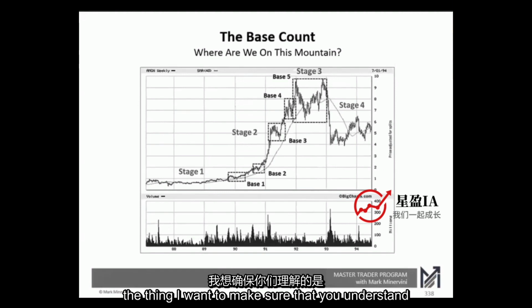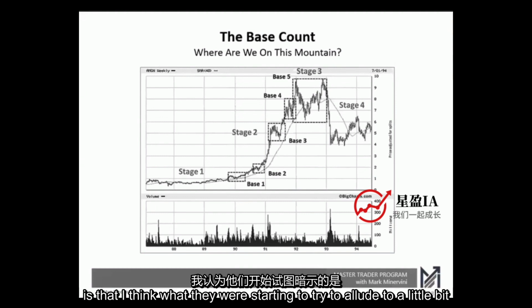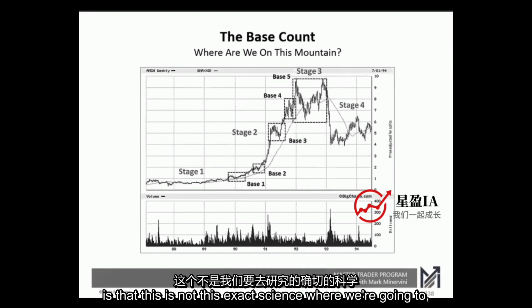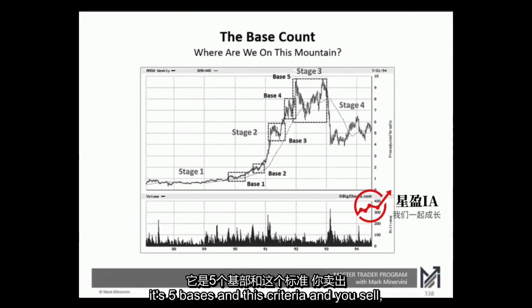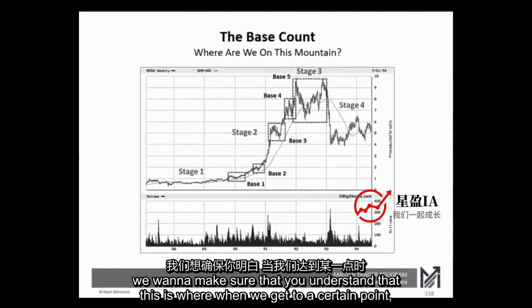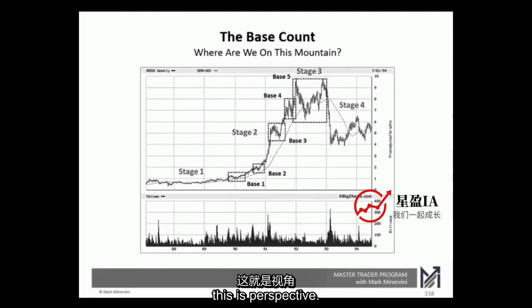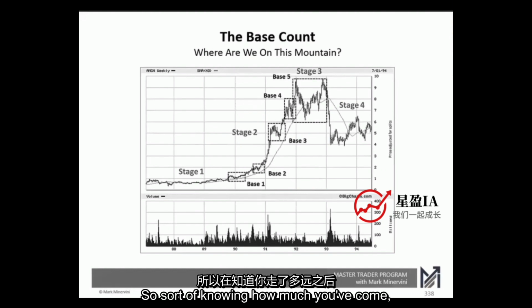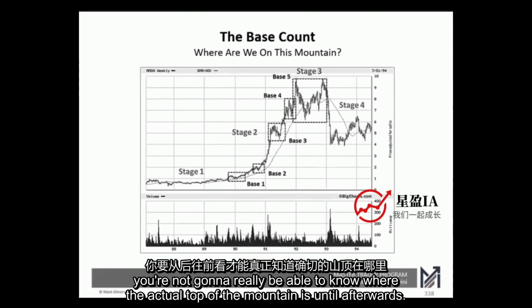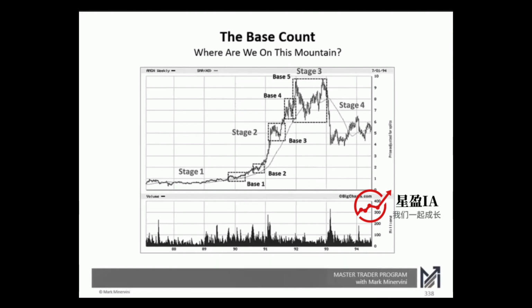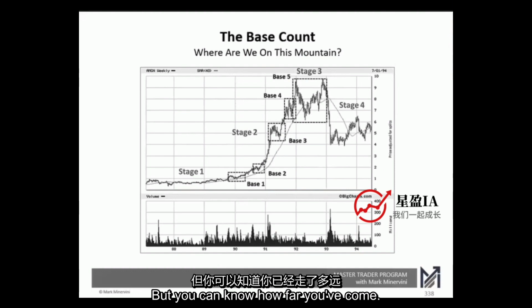But again, the thing I want to make sure that you understand, and I think what Dave was starting to allude to a little bit, is that this is not an exact science where it's five bases and this criteria and you sell. We want to make sure that you understand that this is perspective. And like I said, where are we on this mountain? So knowing how much you've come, you're not going to really be able to know where the actual top of the mountain is until afterwards. But you can know how far you've come.